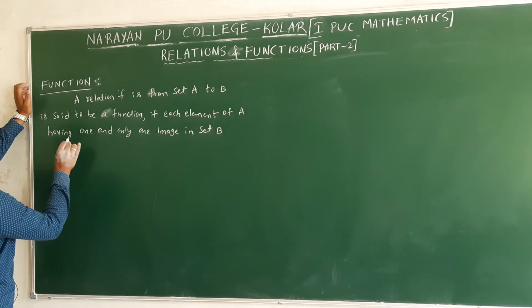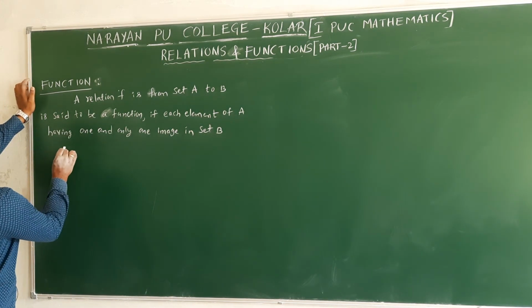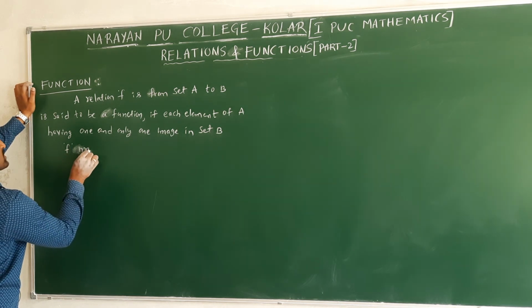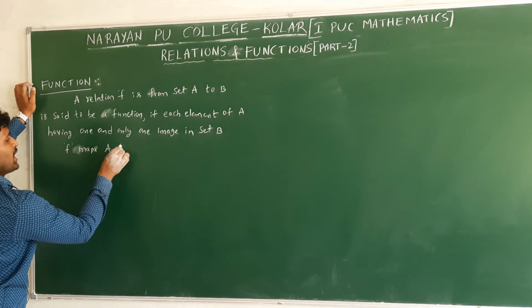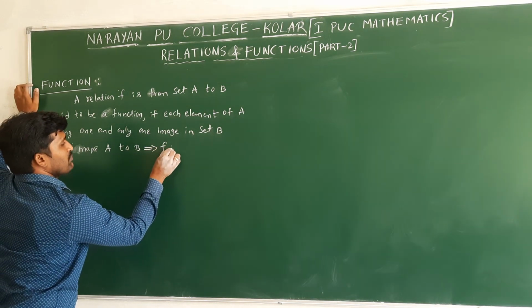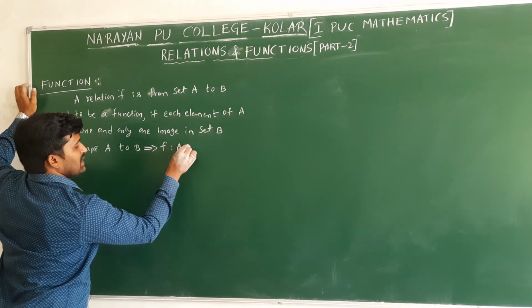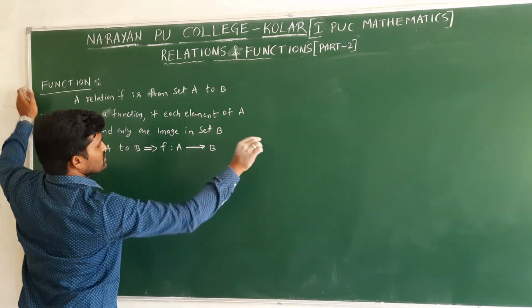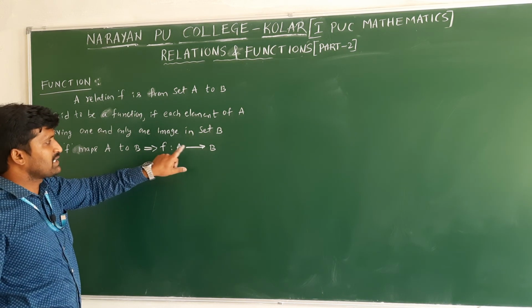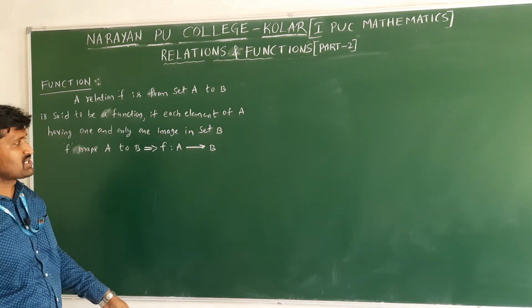Now the function f from A to B, we represent like this: f maps A to B, f such that A maps to B, or A tends to B. This symbol you notate like this, A tends to B, in function f.